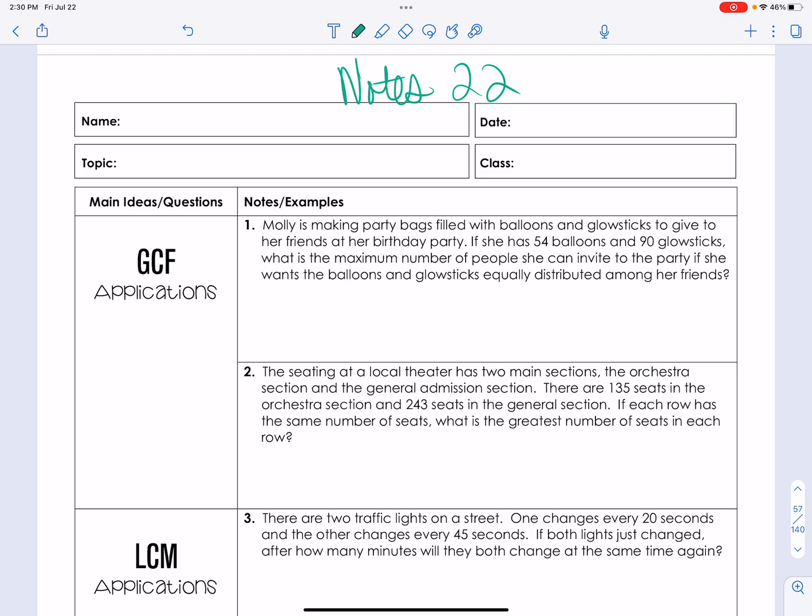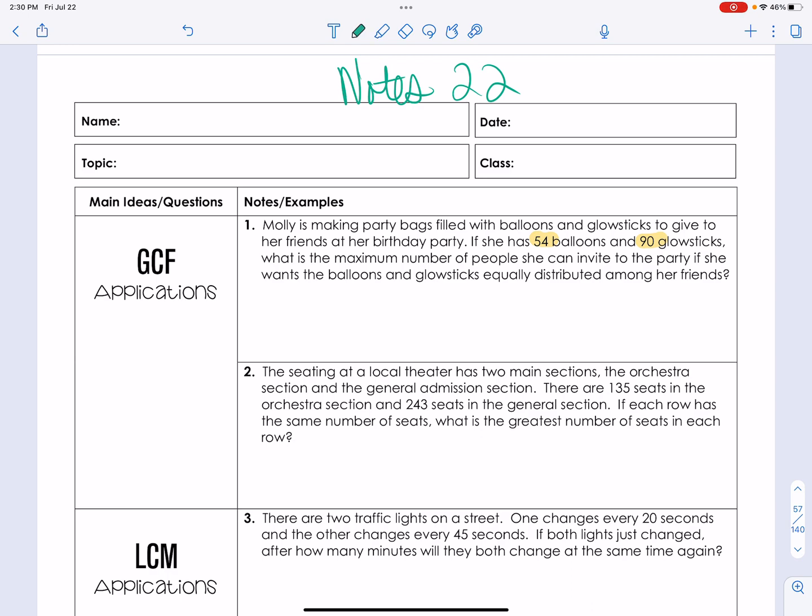Molly is making party bags filled with balloons and glow sticks to give to her friends at a party. She has 54 balloons and 90 glow sticks. What is the maximum number of people she can invite to the party if she wants balloons and glow sticks equally distributed?